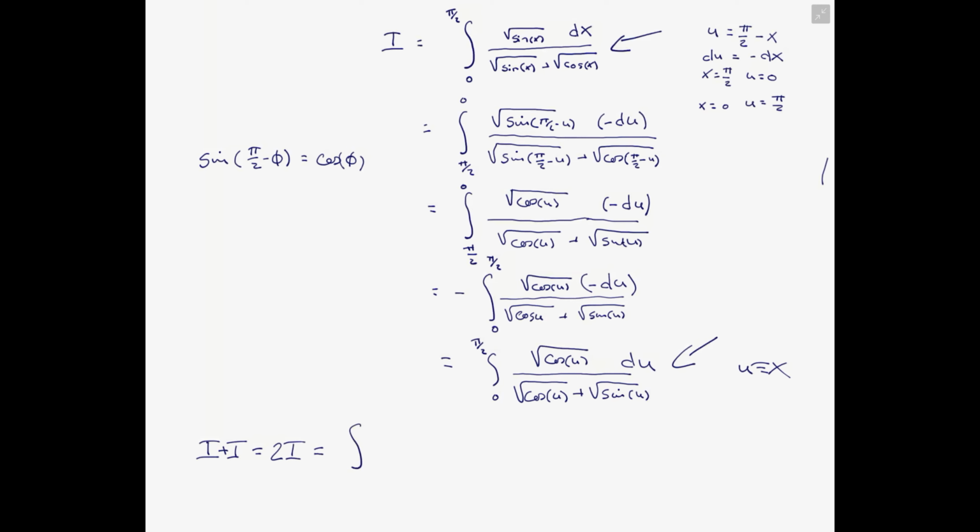Now, this initial integral is equivalent to this. Now we can substitute the argument u for x. So we have two ways of representing the same integral. So what we do here then is this.